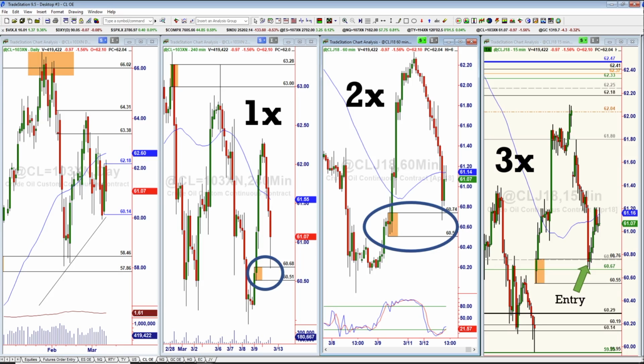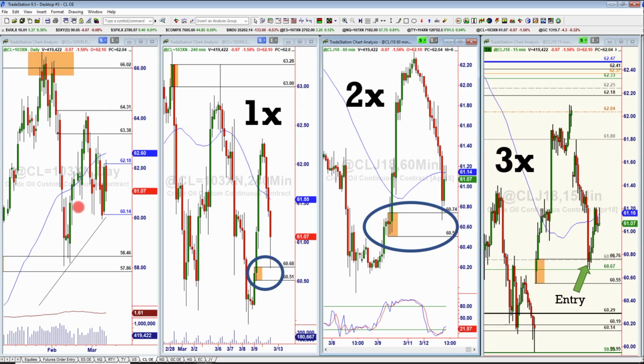Okay, so number one, we have multiple time frames. You can see here, we highlighted this. We have 1, 2, and 3. Three smaller time frames that confirm or add conviction to our trade idea, to our trade setup.